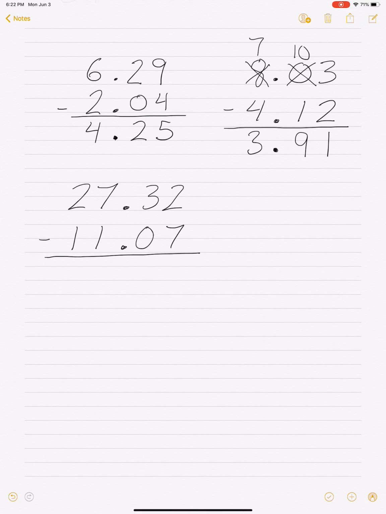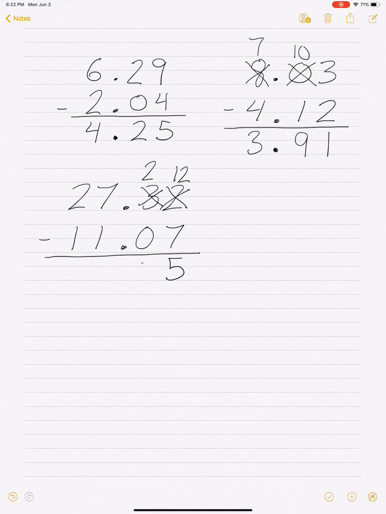So 2 minus 7. You cannot do 7 minus 2. You must do 2 minus 7, but that's impossible. So we're going to cross off our 2 and our 3. We're going to borrow 1/10 to make that 2. 3 minus 1 is 2. And that 10th becomes 10 hundredths. So 10 plus this 2 we already have makes 12 hundredths. 12 minus 7 is 5.